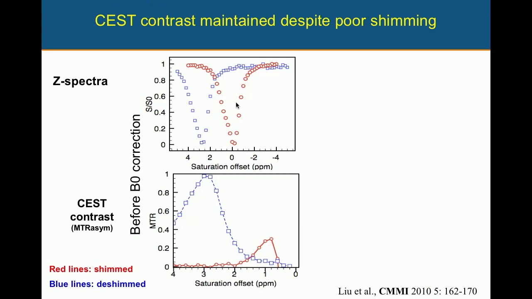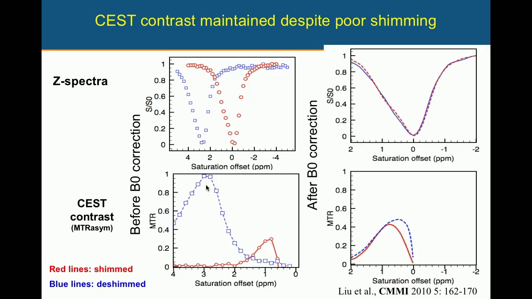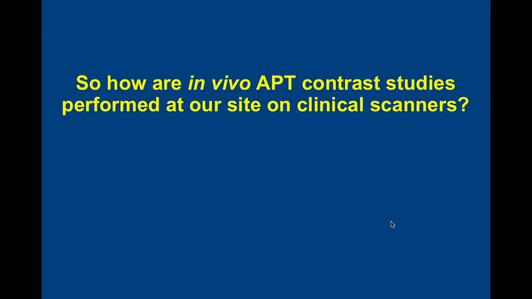So here's an example of an uncorrected MTR asymmetry, and then after our Wasser suppression, you see that you have pretty healthy preservation of the features of the CEST contrast. As you get really close to water, you can have a couple percent errors, so this does occur. So that was a very simple example. How are actual in vivo APT contrast studies performed at our site on clinical scanners?